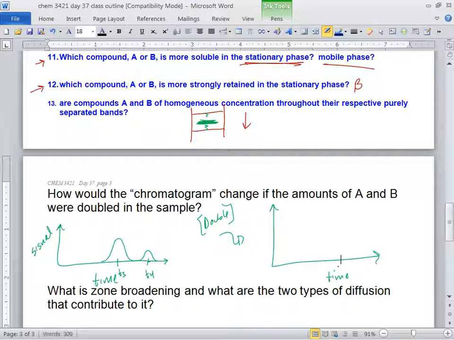So wherever T3 was, have a double-sized peak, and the same for T4. Now they might start overlapping here. They might start overlapping somehow, but just end up doubling your area. But make sure the peaks are still centered over T3 and T4.